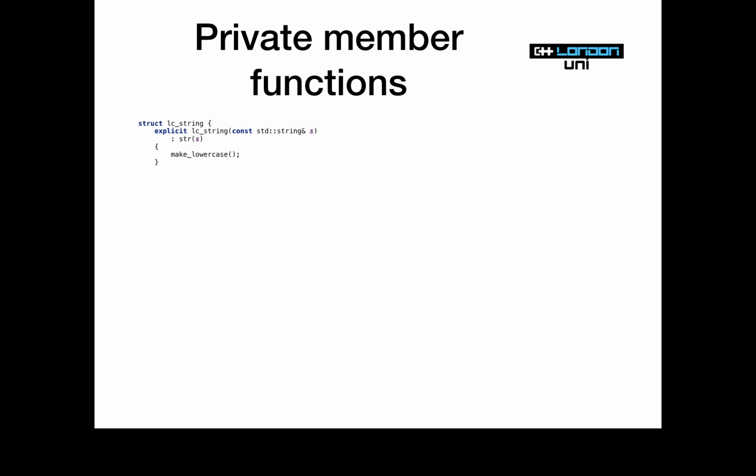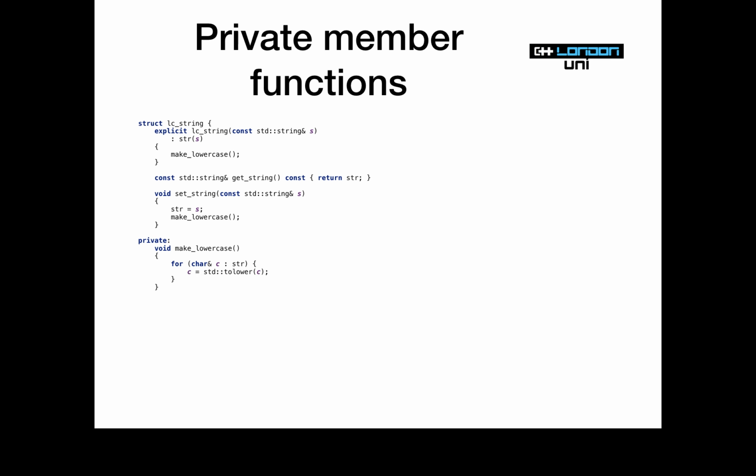So now in the constructor, I'm calling this new function make lowercase. Get string is as it was before. In set string, first of all, we change our internal str, and then we call the make lowercase function. And now in the private section of our class, we've declared this private member function. It's called make lowercase, and we just do what we did before. We loop through the string, changing every character to its lowercase version. So this is a private member function because it exists in the private section of our struct. And just as before, the str member is private as well because it's still in the private section there.